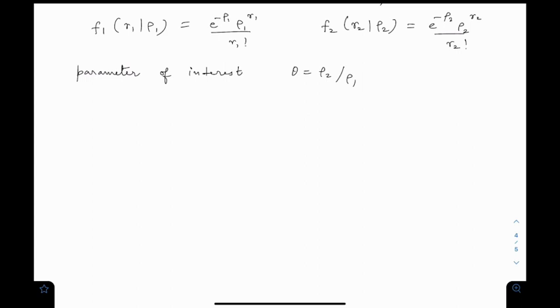In the first approximation, we can use the estimates R1, R2 of the two independent parameters and their errors to calculate the uncertainty. So we can give theta hat as R2 by R1, and delta theta hat squared by theta hat squared would simply be 1 by R1 plus 1 by R2.